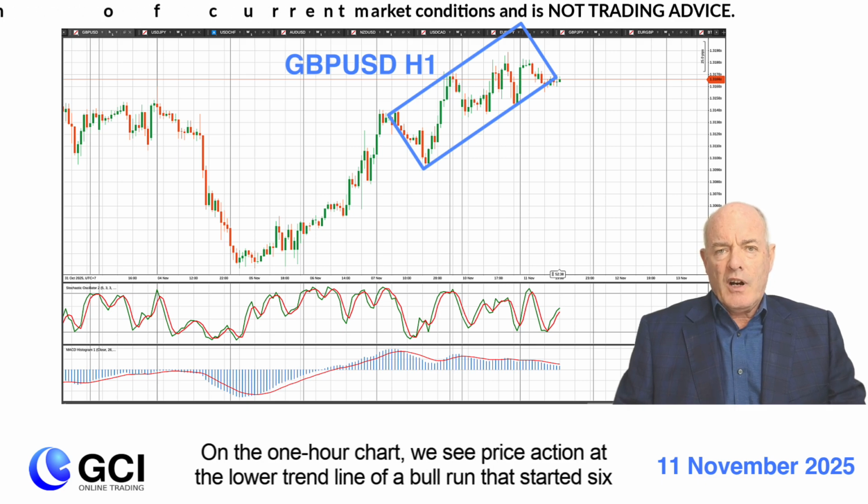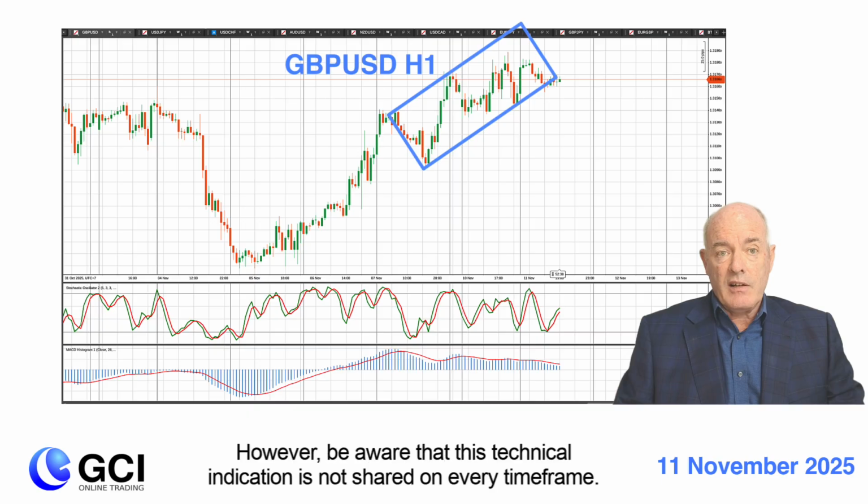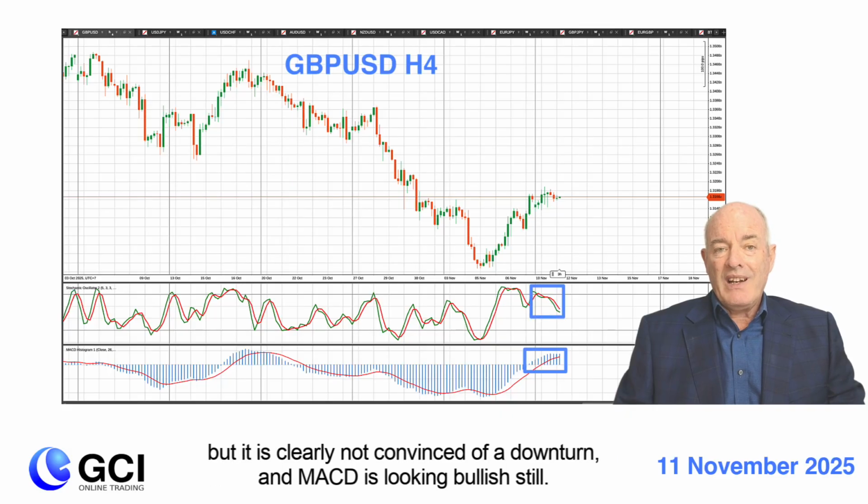On the 1-hour chart, we see price action at the lower trend line of a run that started 6 days ago. However, be aware that this technical indication is not shared on every time frame. For example, on the 4-hour Pound Dollar chart, we see an overbought stochastic oscillator, but it is clearly not convinced of a downturn, and MACD is looking bullish still.